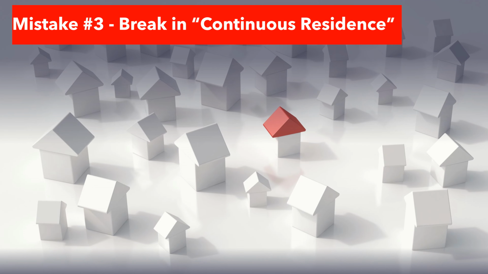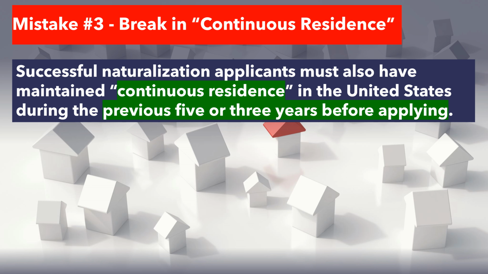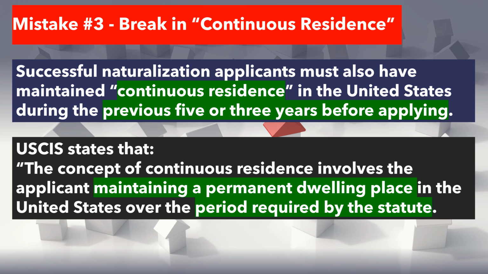Mistake number 3. Break in continuous residence. Successful naturalization applicants must also have maintained continuous residence in the United States during the previous 5 or 3 years before applying. USCIS states that the concept of continuous residence involves the applicant maintaining a permanent dwelling place in the United States over the period required by the statute.